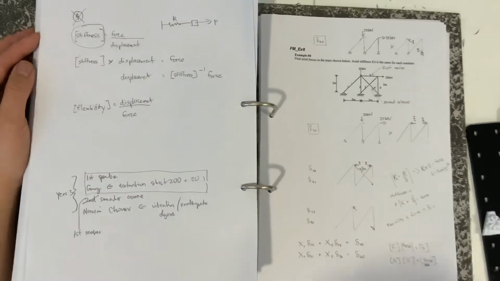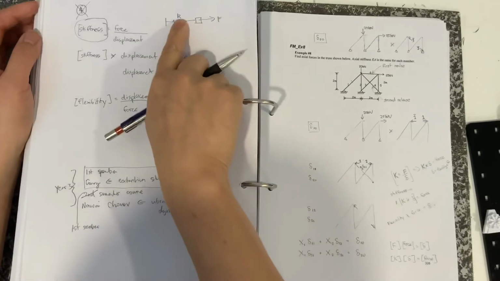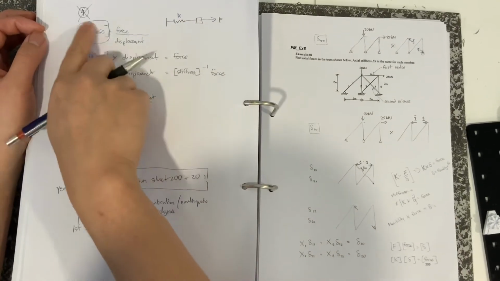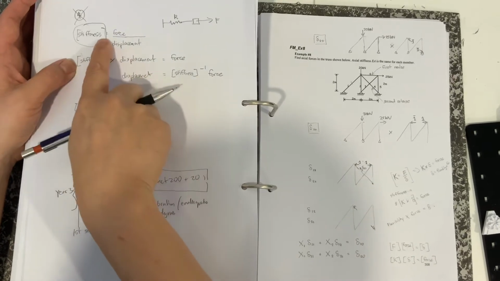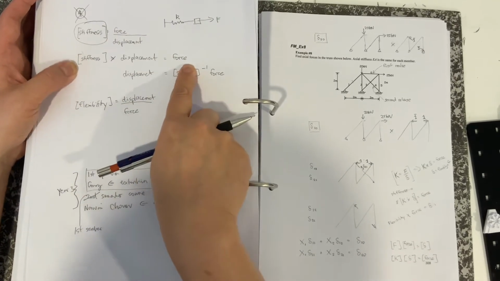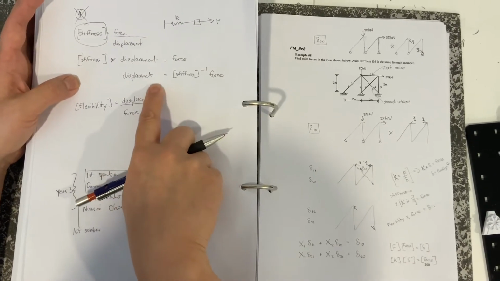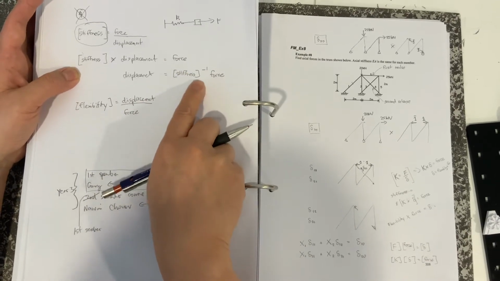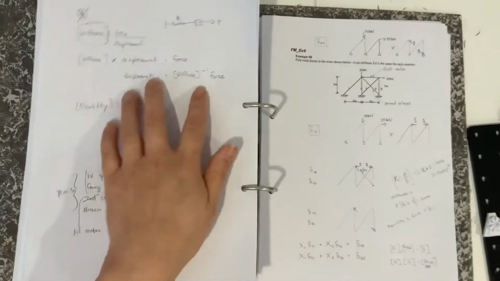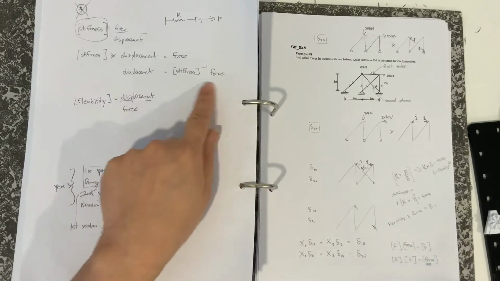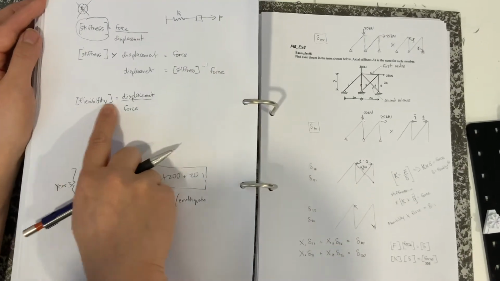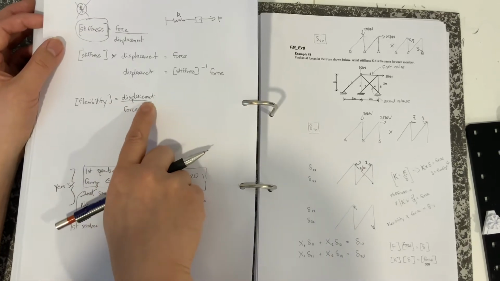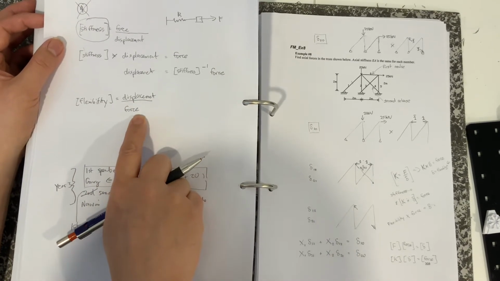So that's something that you would have seen before. Stiffness would not be a new term. Stiffness times displacement would be equal to the force, of course, and displacement would then be equal to the inverse of the stiffness multiplied by the force. So we're talking about vectors and matrices. And what we've said is that flexibility is displacement over force.